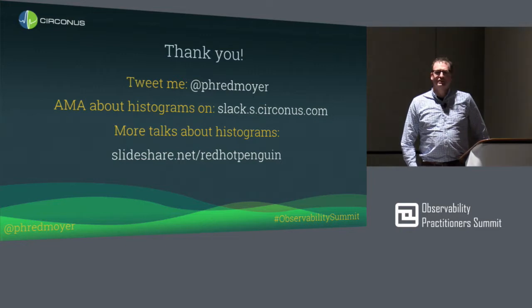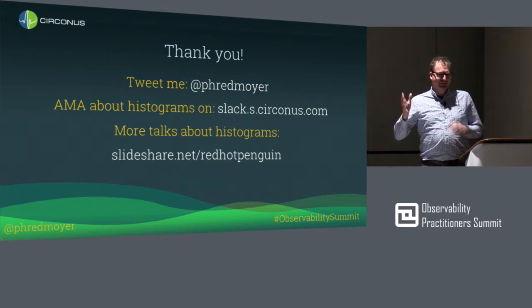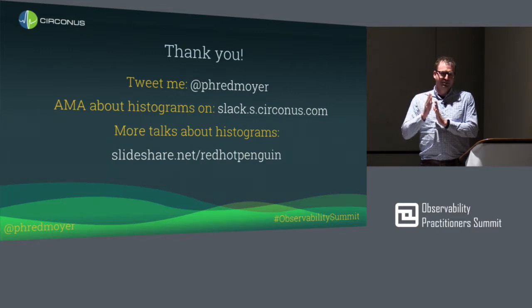Anybody else? How many folks here use Prometheus? So here's a question I've gotten about this. You know, it's got fixed bin histogram boundaries. How should I deal with that? My answer is make a lot of them.